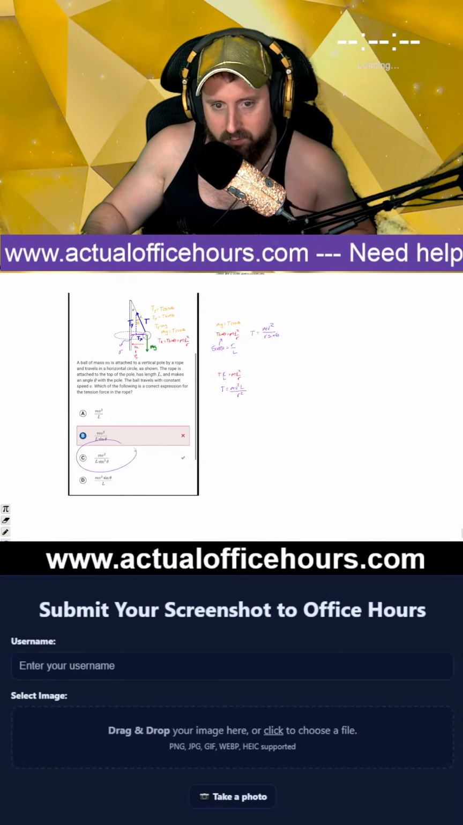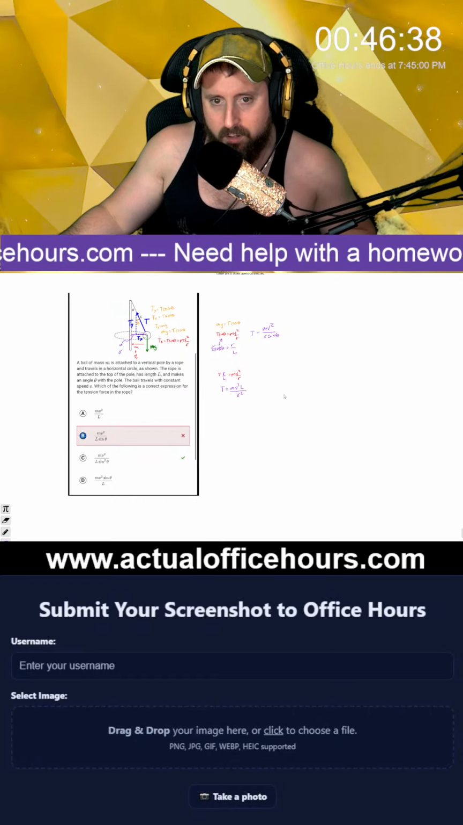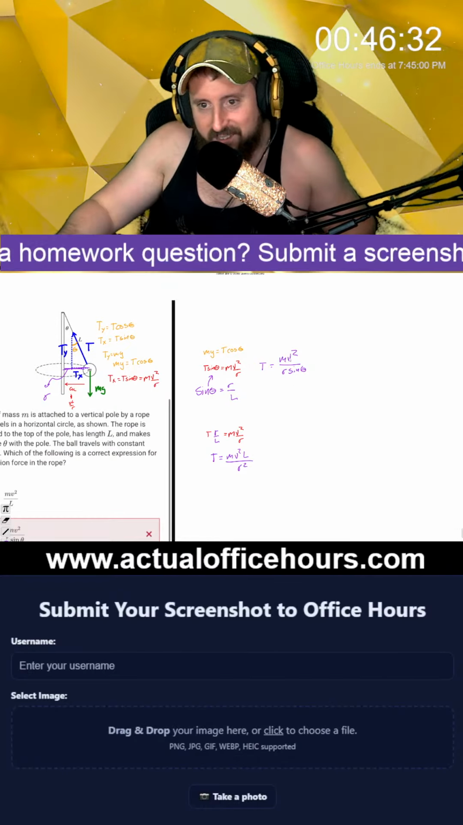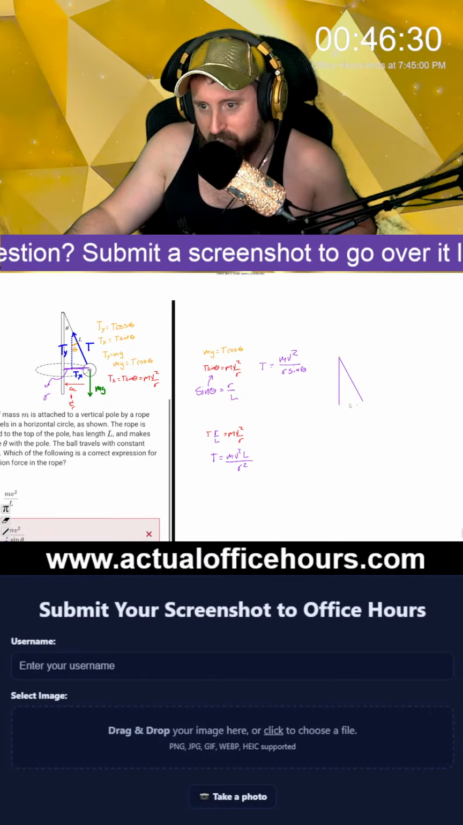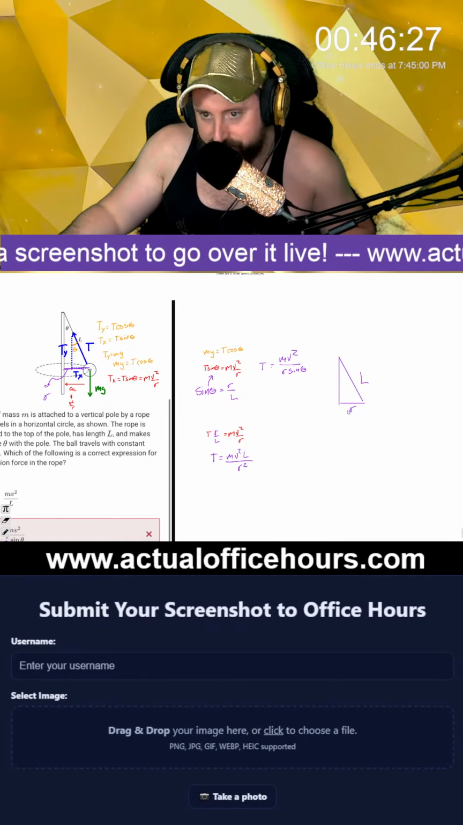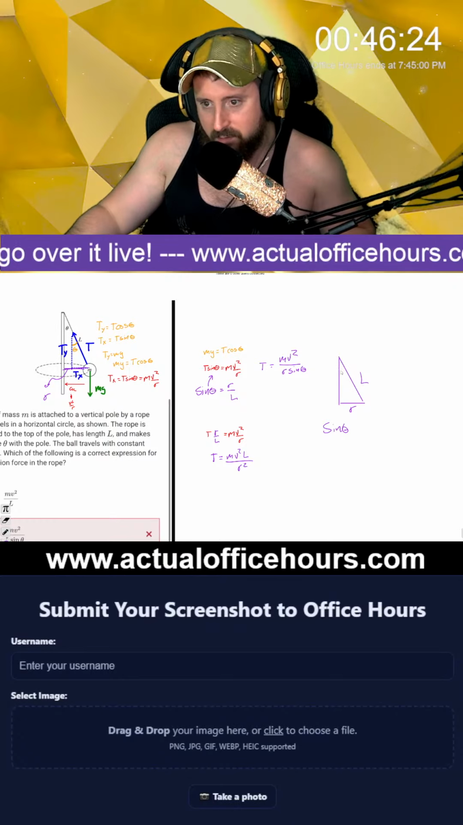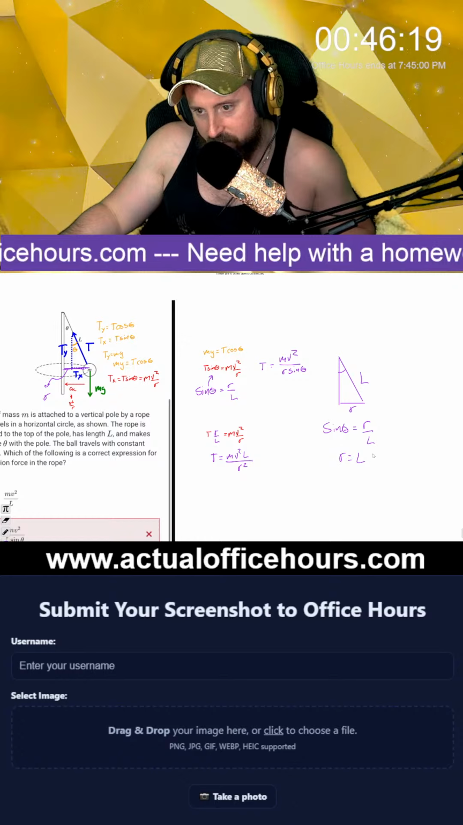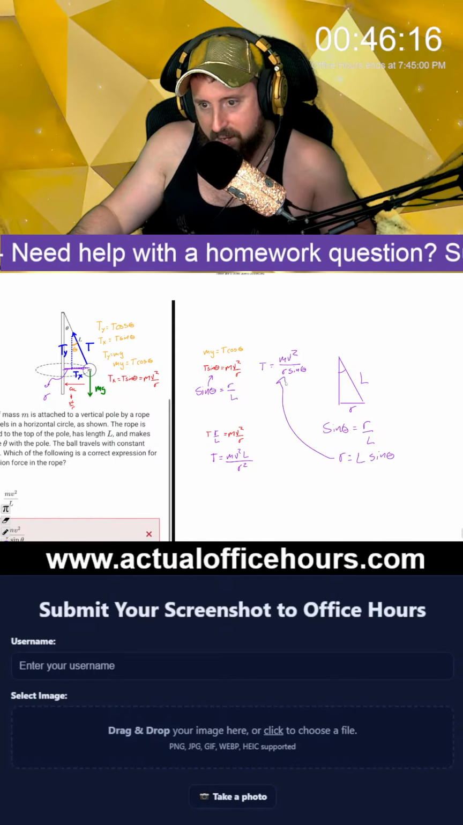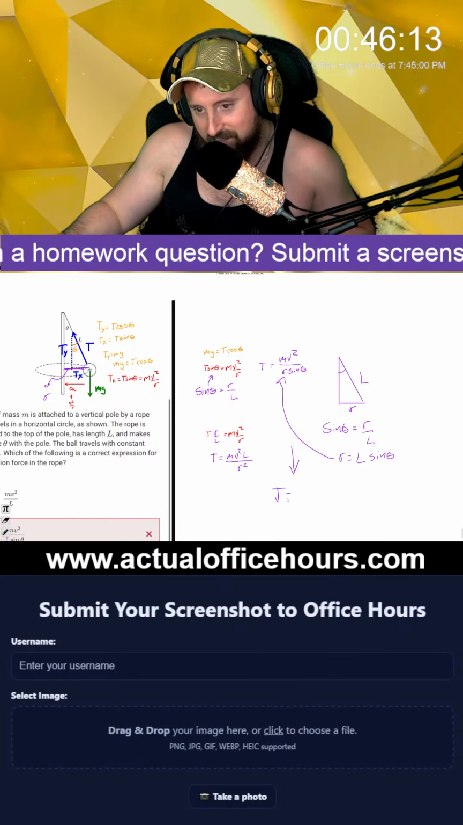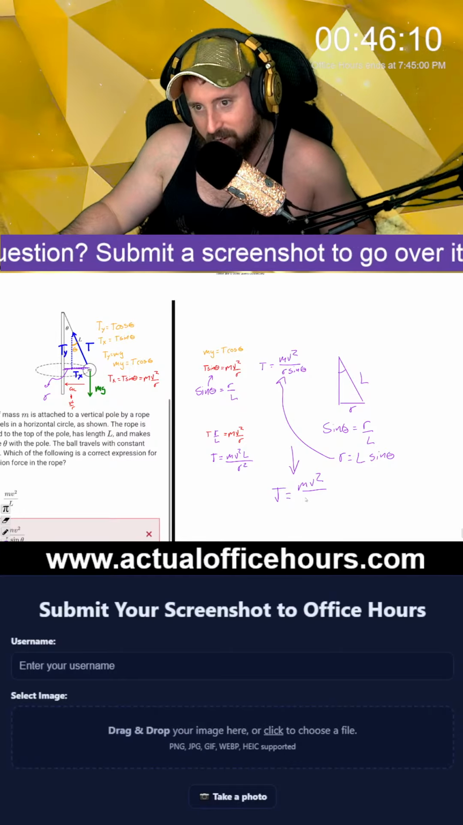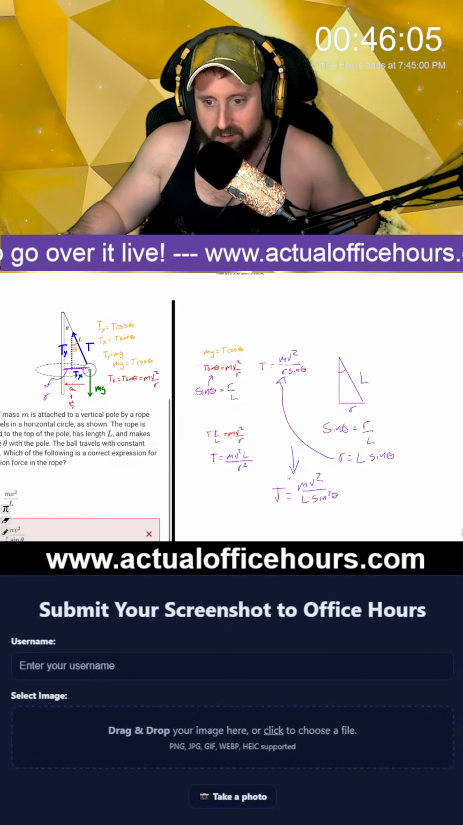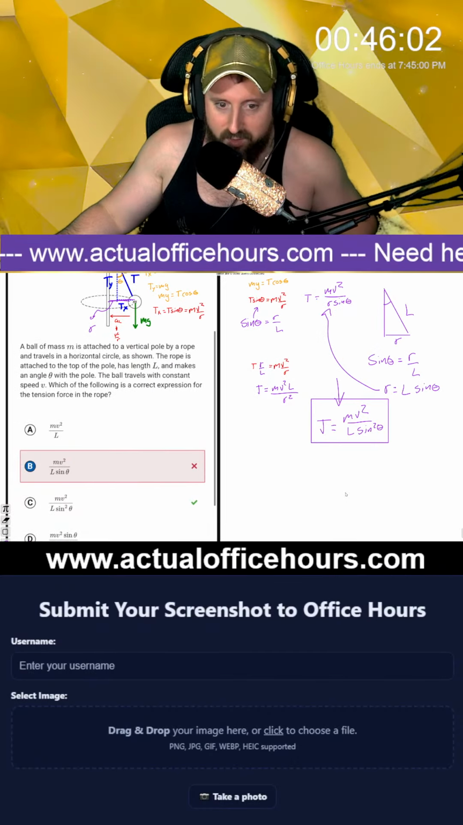Wait, so why is this one right? They want us to get rid of R. Oh, okay. Fine. That's really dumb. But okay, here, watch. If this is R and this is L, then sine of theta is equal to R over L. So R is equal to L sine theta. And now this goes back into here. So now you get T is equal to mv squared over L sine squared theta. Aha. Okay, cool. Nice. All right, and that's why it's that.